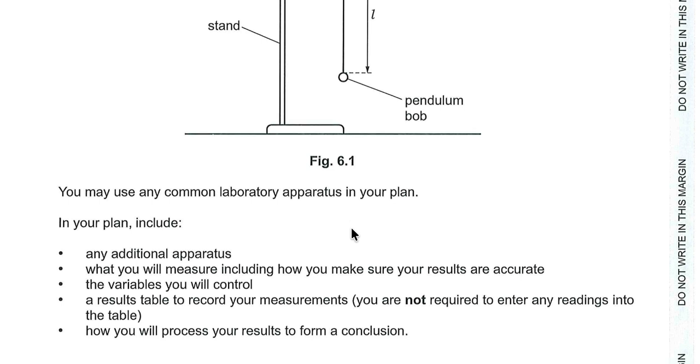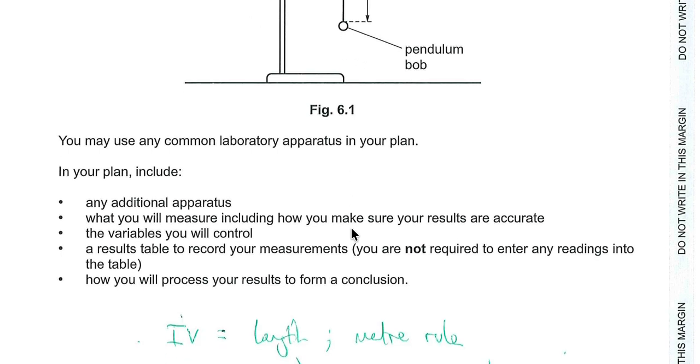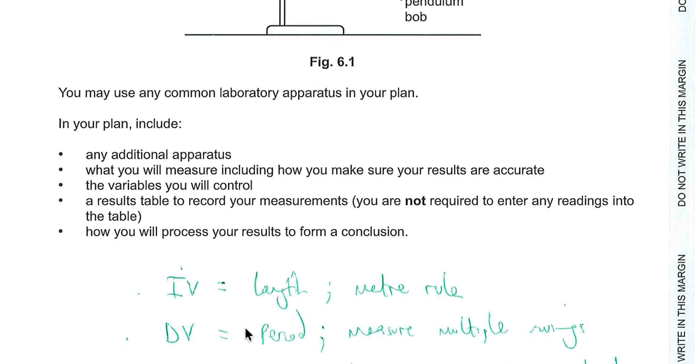So, what are the things we want to do here? Firstly, I would identify the independent variable. It's going to be the length, and you're going to measure it using a meter rule. I've decided this time to go into even more detail, writing out in my planning what I'm going to measure. We're also interested in the period, the time, and I'm going to use a stopwatch. I'm going to measure multiple swings, and that'll come in later.